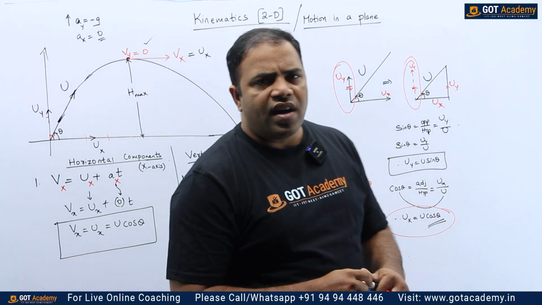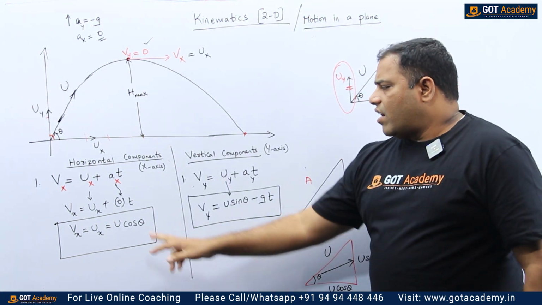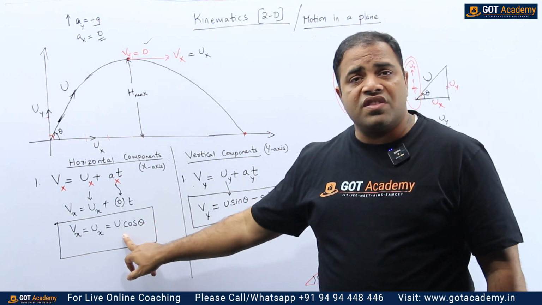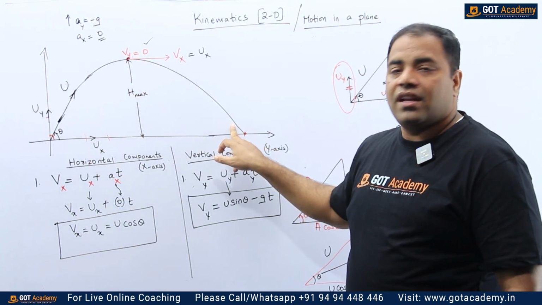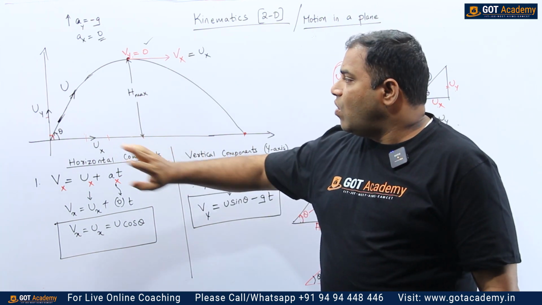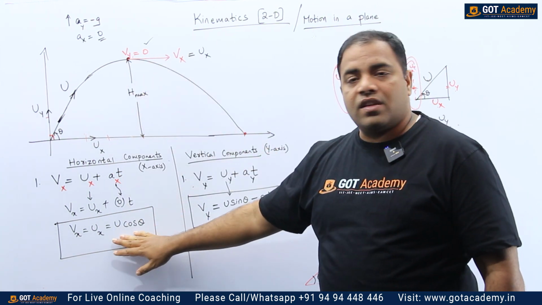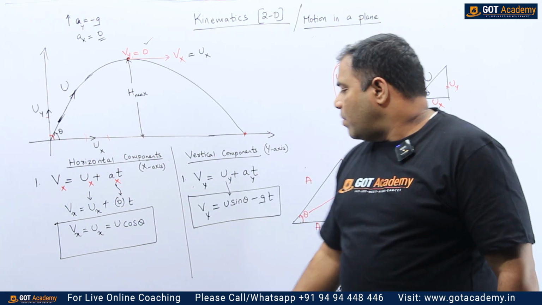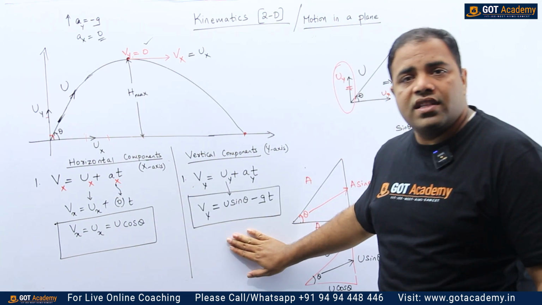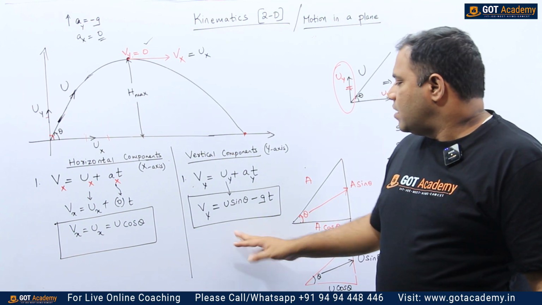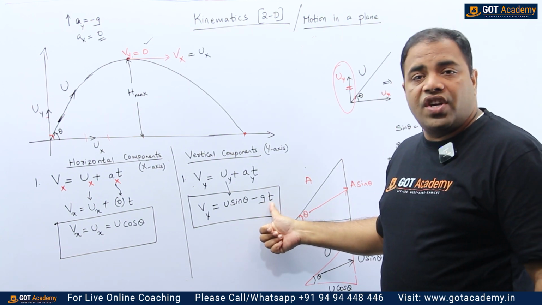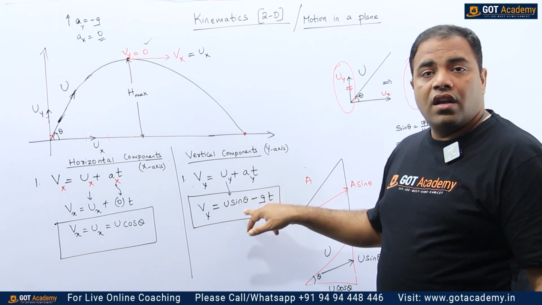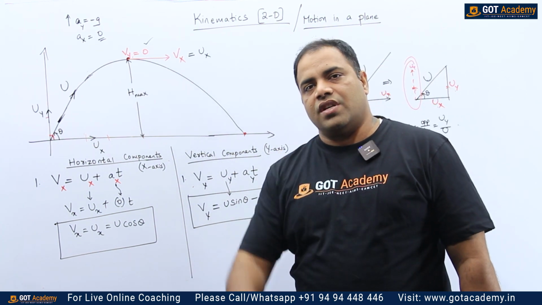Now I could understand your doubt. Here I have written u cos theta and here I have written u sin theta minus gt. I am saying the x value is constant. Nowhere in the parabolic motion is there a change in it, so there is no change in the x component. But what about the y? It is changing. What is the proof? Here there is a time, minus gt. Because of this t only it is changing. How? That is your question.